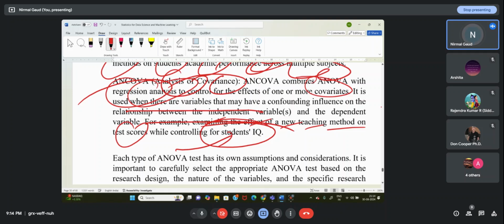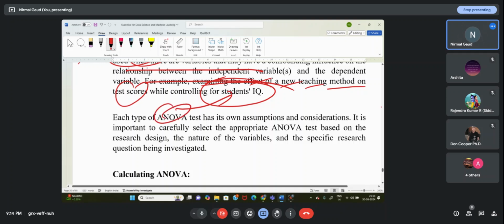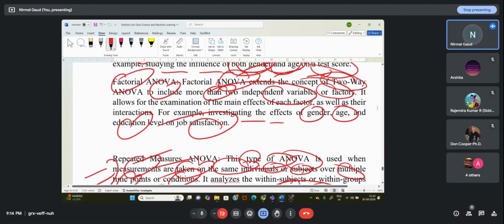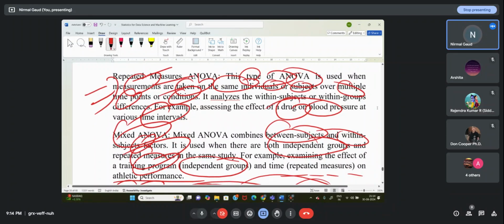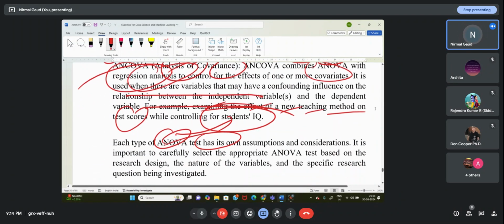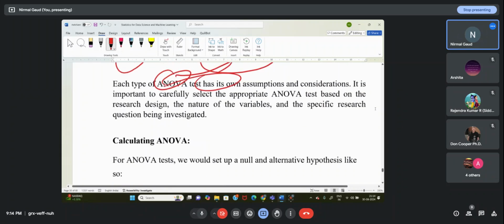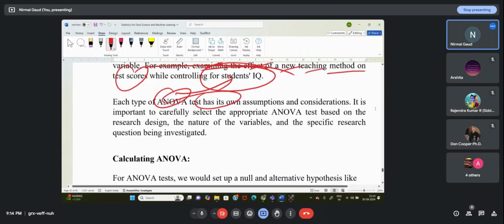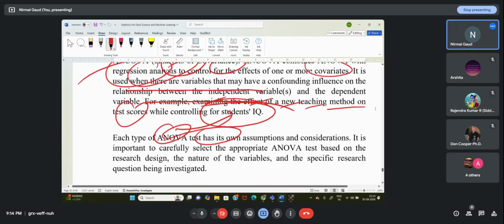So there are various ANOVA tests depending upon the problem statements. One way ANOVA, two way ANOVA, that's what you have seen. One way, two way, factorial, repeated, mixed. These are known ANOVA methods.